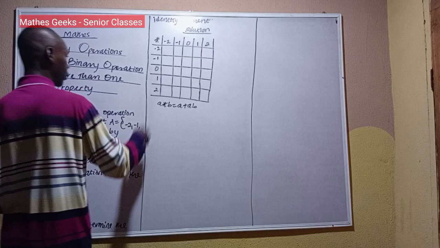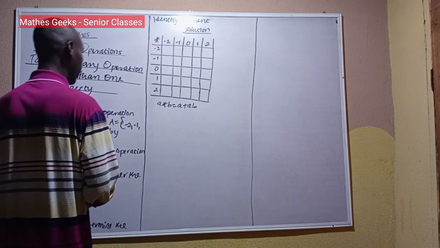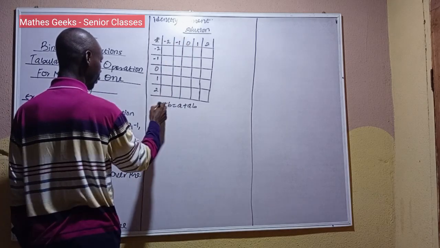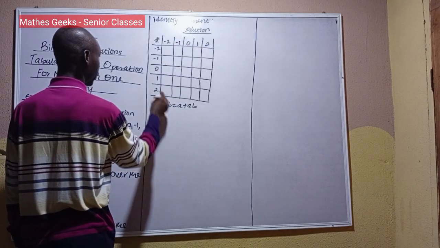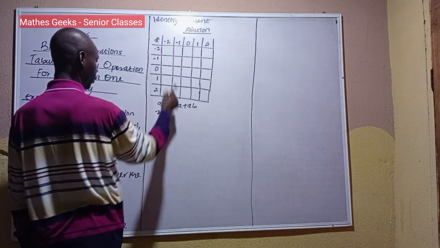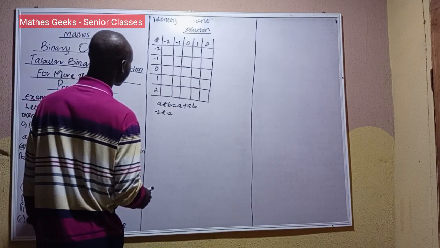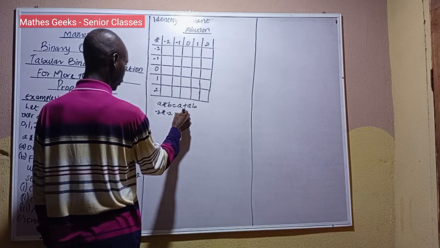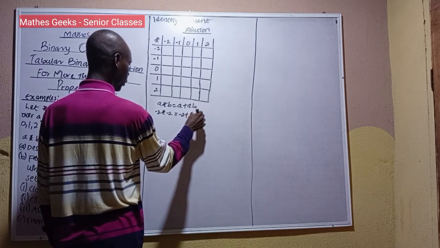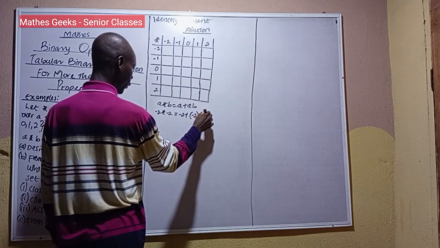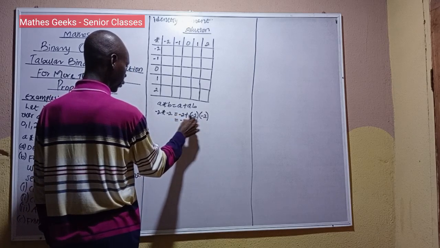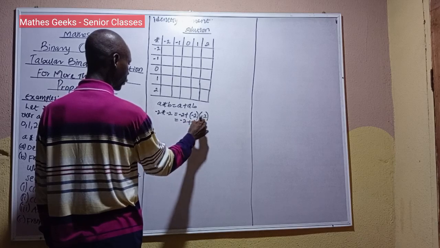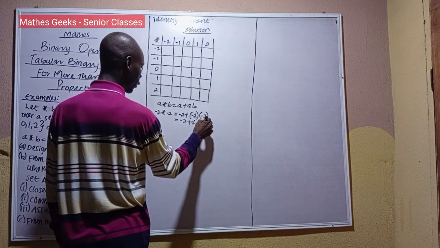So we're going to design the table using this operation, A star B. Our first operation: -2 star -2. That will give us -2 plus -2, plus -2 times -2, which gives +4, and -4 plus 4 will give us 4, so the entry is... -2 plus -2 is -4, plus 4 gives us 0.